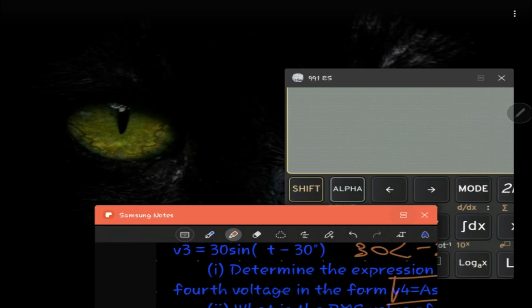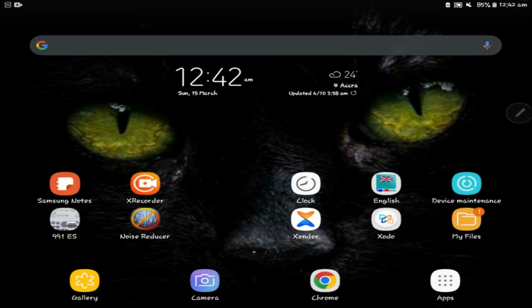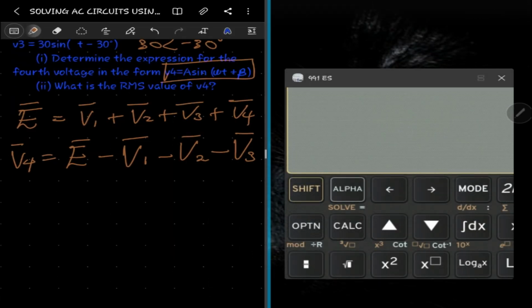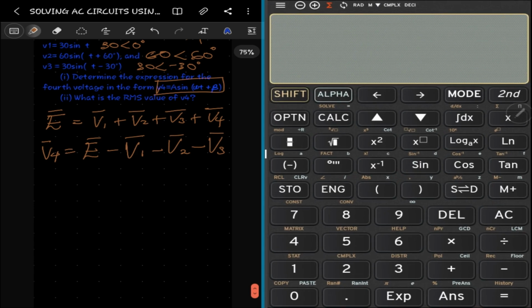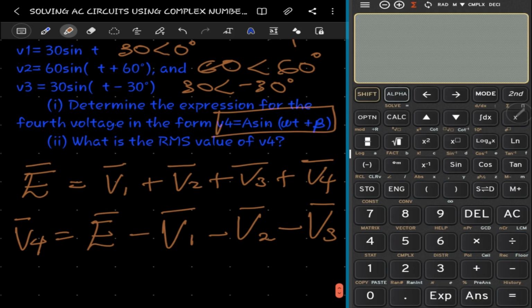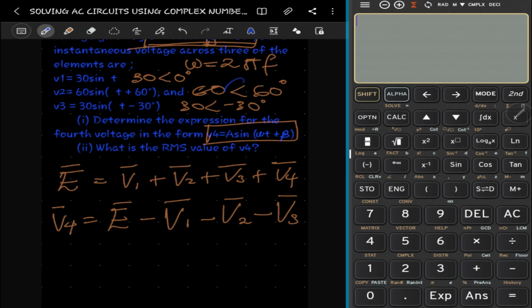Go to the complex mode on the calculator that you are using, and when you have the answer, you choose the unit that you want it in. This is what we are going to need to find V4. We are in complex mode already, and the only thing we need is to find this phase angle symbol in complex mode.